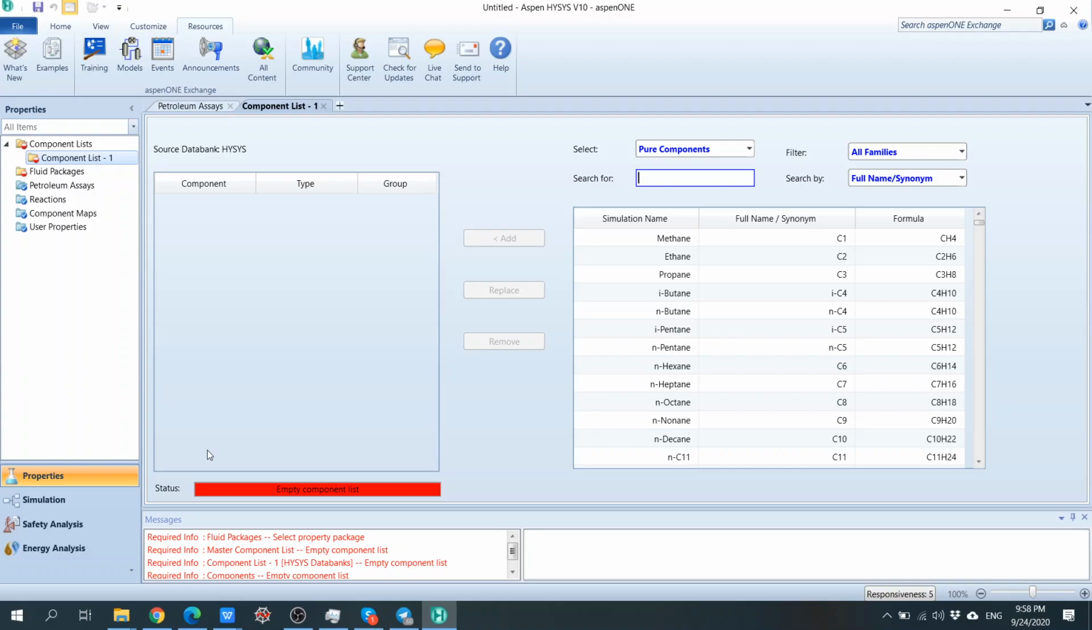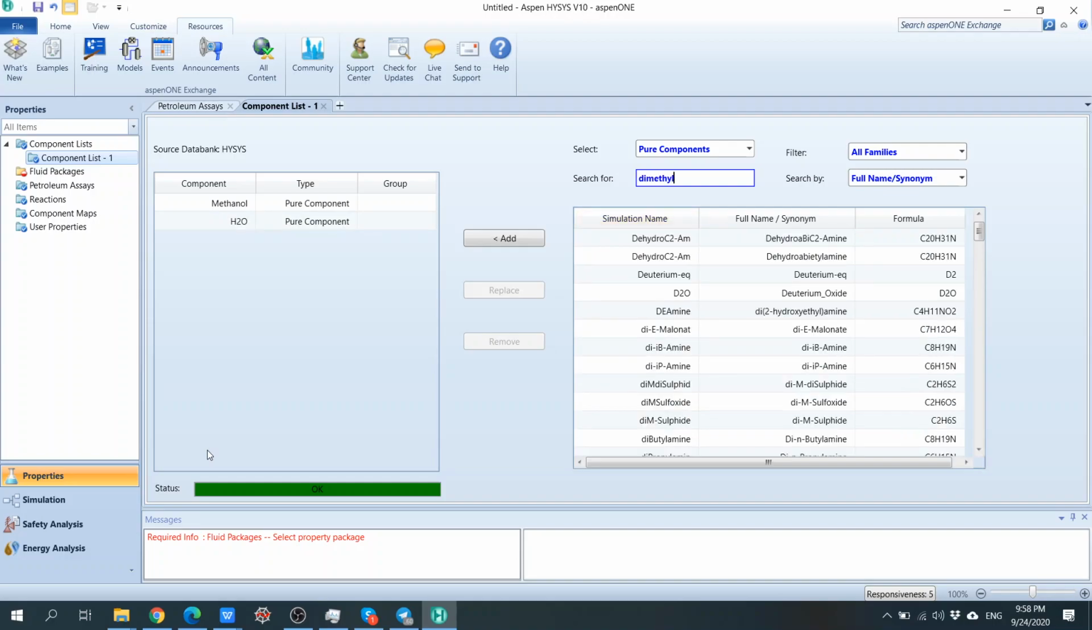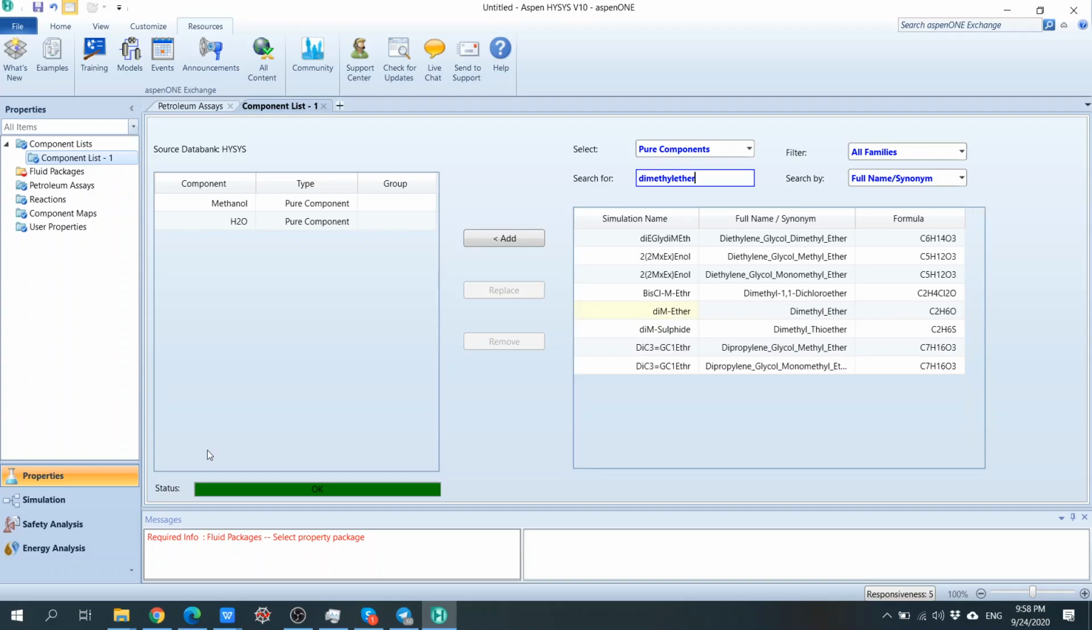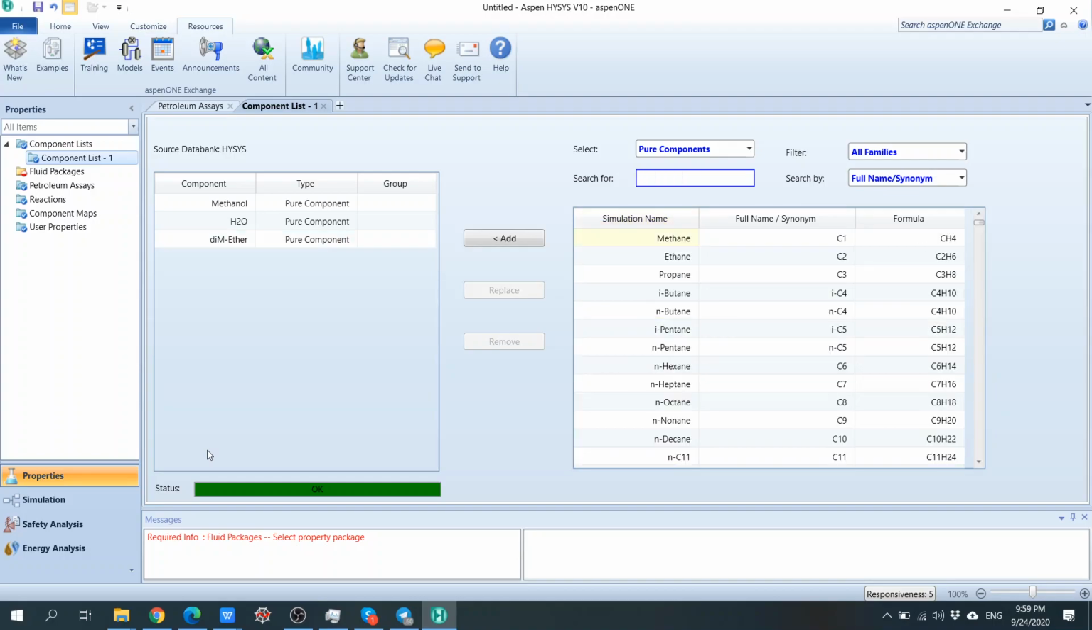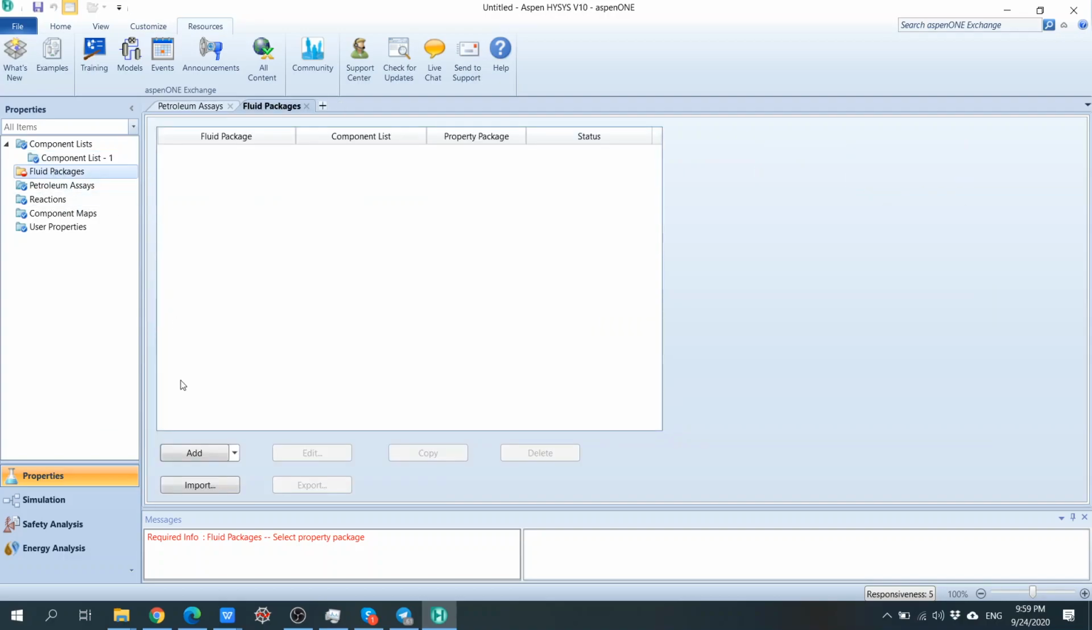So we have methanol, water, and dimethyl ether. Am I going too fast here? Do you know how to open and then add the components? Yes, sir. Okay, so it's easy, and tonight we will focus more on playing around with the fluid package, or the thermodynamic model.